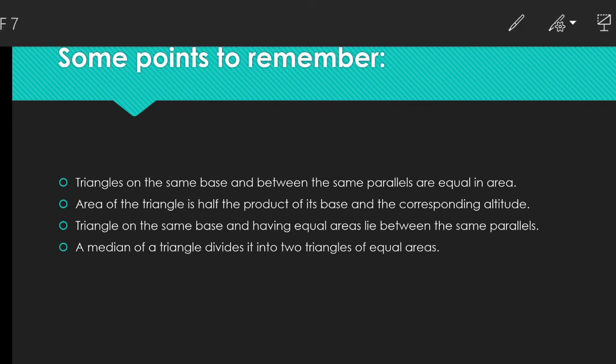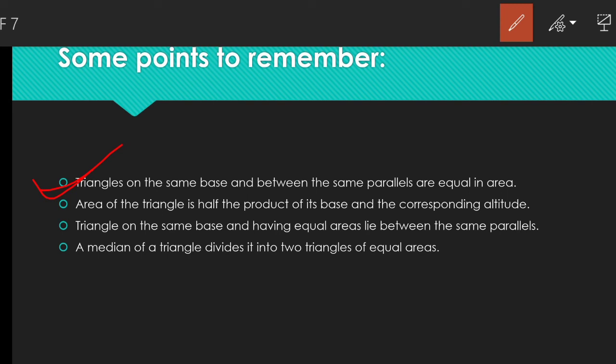Then the last four points to remember are like this: triangles on the same base and between the same parallel lines are equal in area. So triangles having the same base and between the same parallel lines have equal areas. This is theorem number 2 that we have come across.